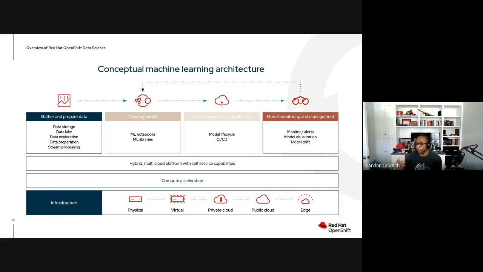So develop your model, deploy your models using Kafka, streaming from a data lake, and then set up alerts and be notified when you need to retrain that model and monitor your infrastructure.